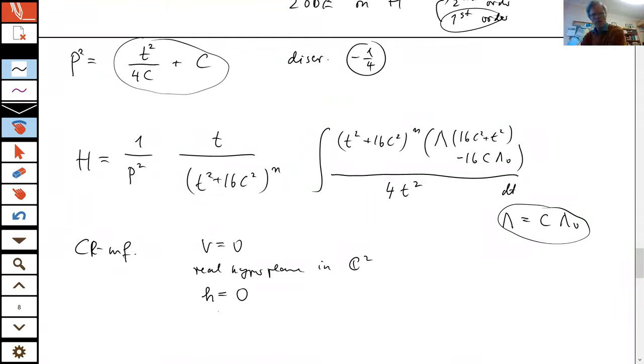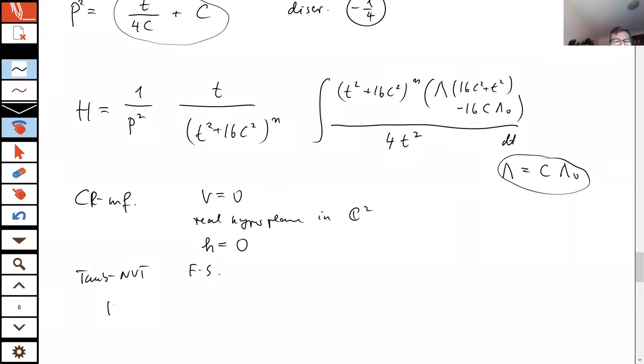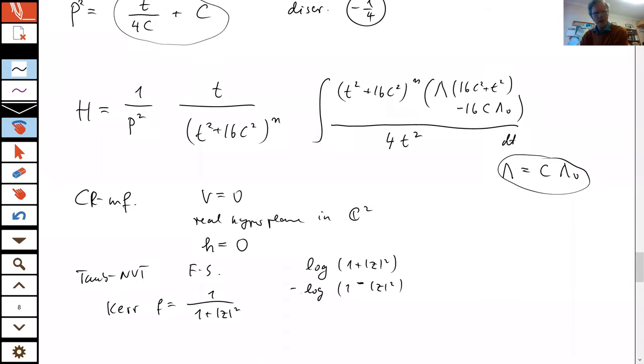So is it the Kerr example then, where your plurisubharmonic function is the potential of the Fubini-Study metric? No, that is Taub-NUT. Taub-NUT, okay. So Taub-NUT gives us the Fubini-Study, and Kerr has, I think, 1 divided by 1 plus n squared, something like this. So that's what you're calling the Lobachevsky potential. It's positive, isn't it? So it's the spherical. Lobachevsky is actually, with the plus it is Taub-NUT, and Lobachevsky changes here. Yeah. And then we have to put the minus in front to make it so.